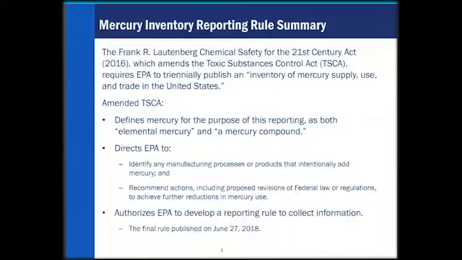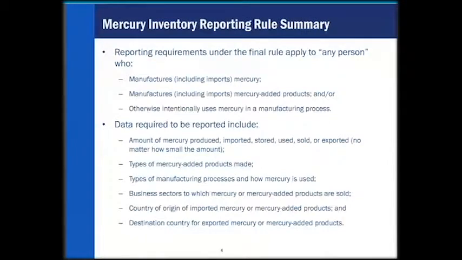In addition, the agency is directed to identify manufacturing processes and products where mercury is intentionally added. We are also to recommend actions, including regulatory and voluntary approaches, to reduce the use of mercury. And to make all of this happen, Congress authorized EPA to develop an information collection rule. Moving on to slide 4. EPA published its mercury inventory reporting rule on June 27, 2018, and created the reporting requirements that I just referenced at 40 CFR 713.